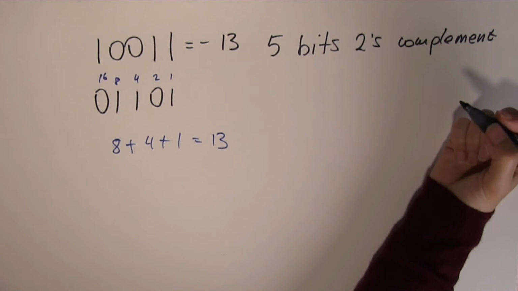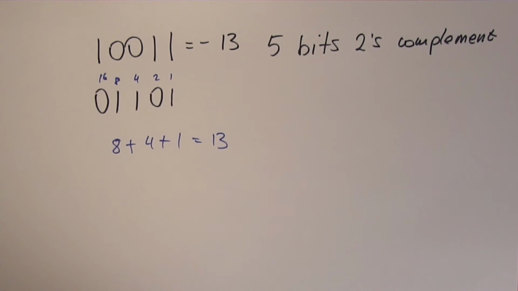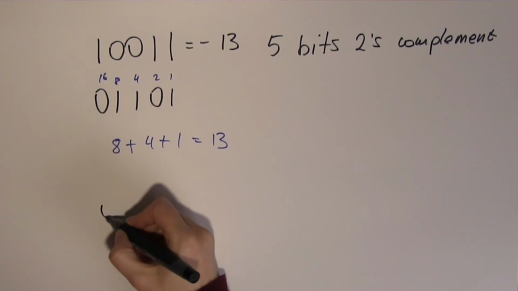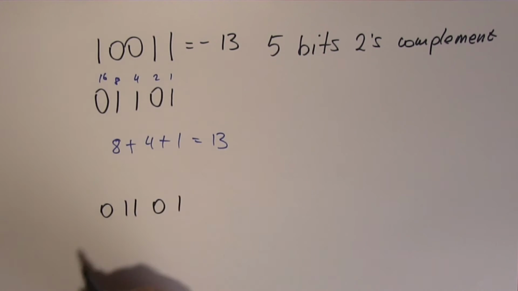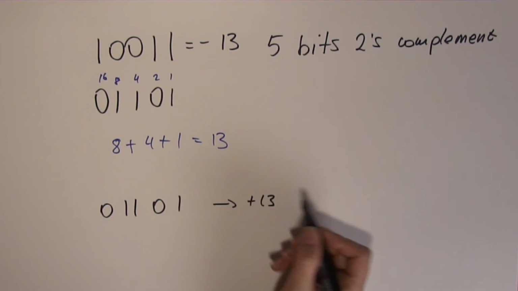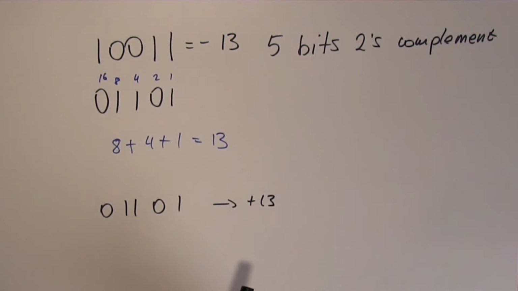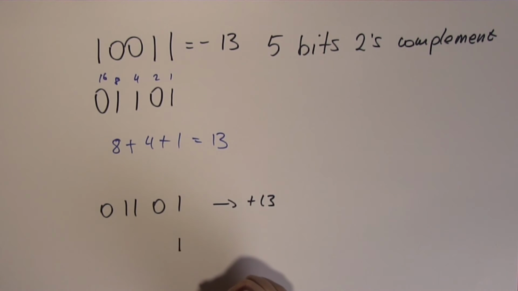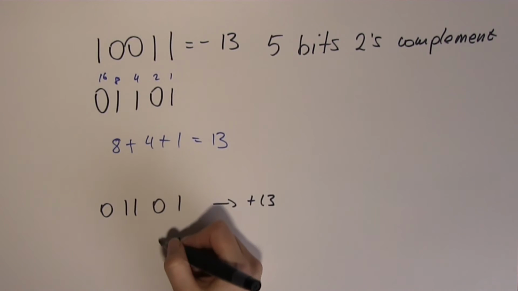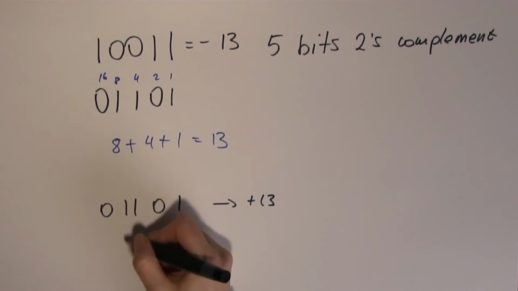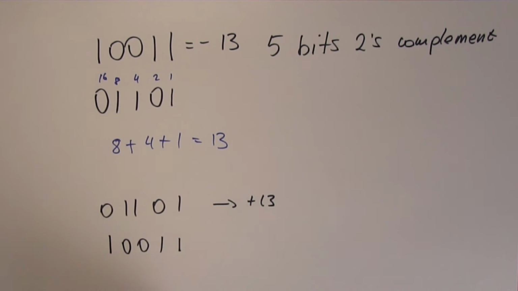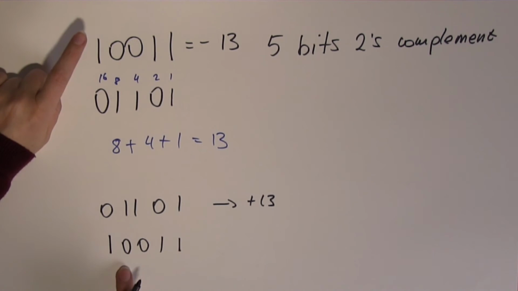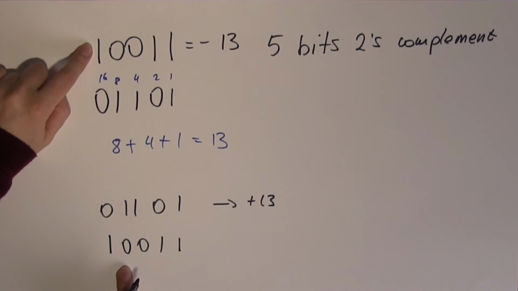Now to double check, let's go through the inversion process that we already learned. So I know that this is positive 13, 0 1 1 0 1, this is positive 13. So invert it and make it into a negative number. Copy the digits until you copy the 1, that's been done here, and then invert everything else. 0 into 1, 1 into 0, 1 into 0, 0 into 1. And voila, we got back the original number. So this should convince you that yes, this is minus 13.